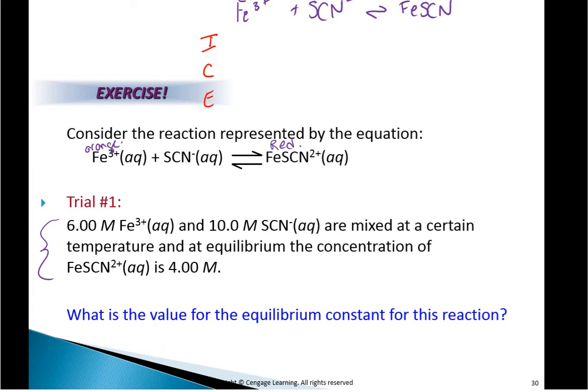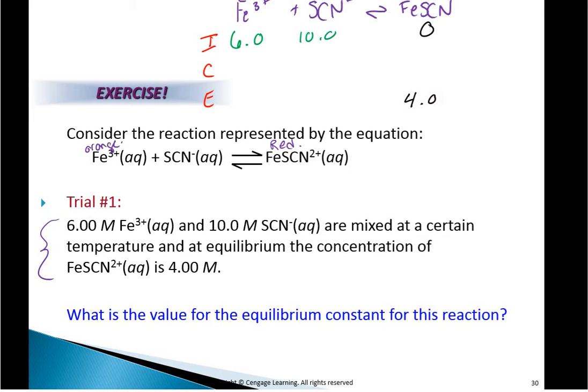So let's look at what we know. We know initially we have 6 molar iron and 10 molar SCN. And initially, if you're just mixing in the reactants, you don't have any product. So this should be a 0. Now, meanwhile, they then tell us that this is 4 molar.